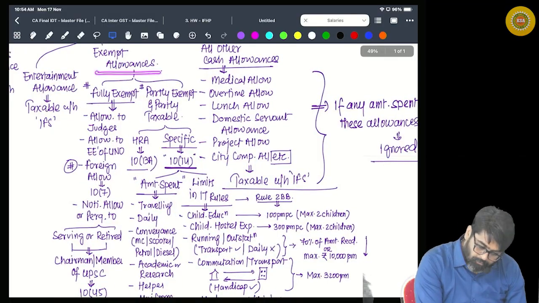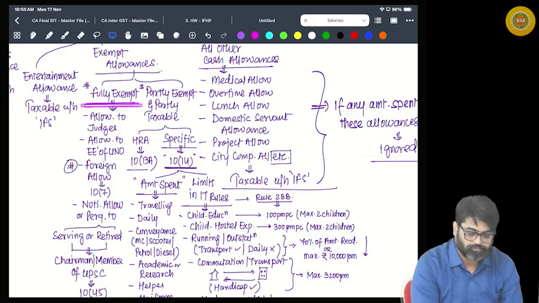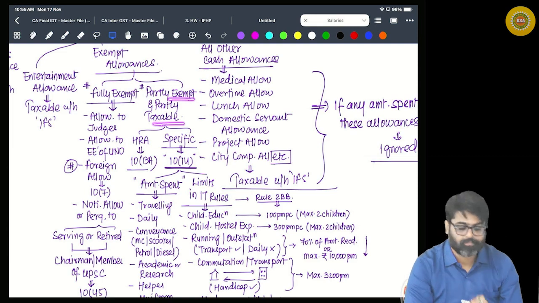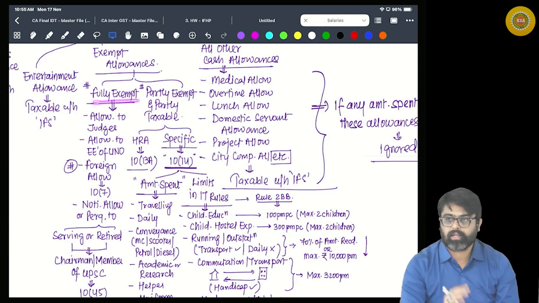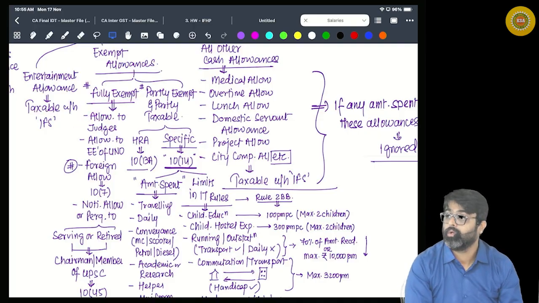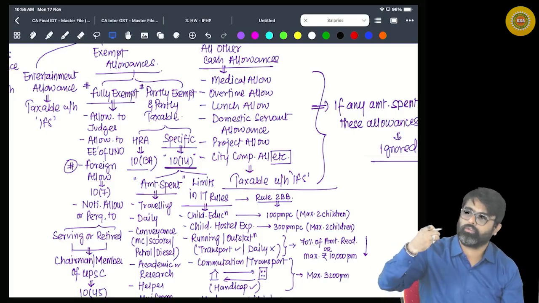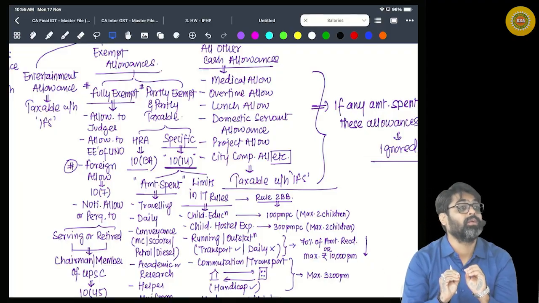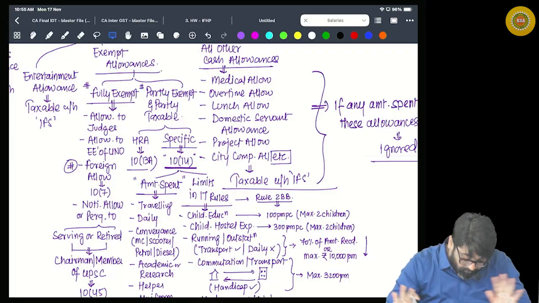Now, from exempt allowances, there are two more categories. Some allowances are fully exempt, and some allowances are partly exempt and partly taxable. In the fully exempt category, there are some allowances, like allowances given to judges of the Supreme Court and High Court. Whenever the judges get any allowances, those allowances are fully exempt. Never asked in the exams, just for your general knowledge.